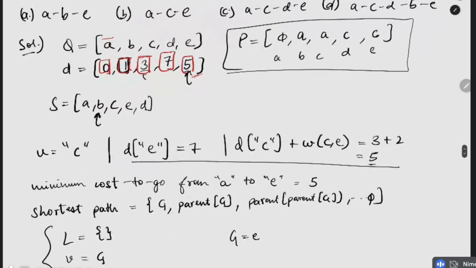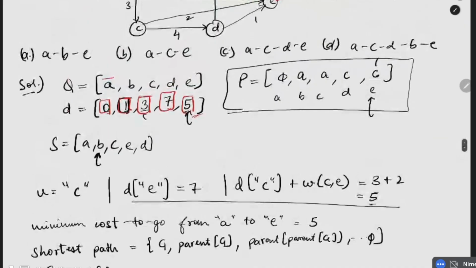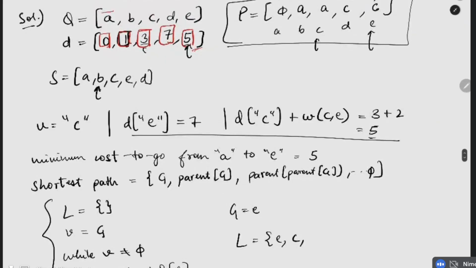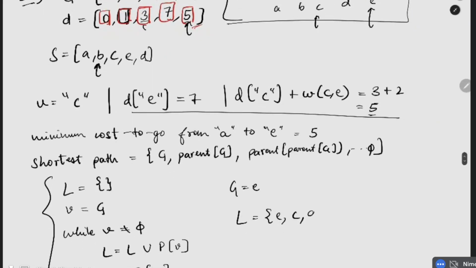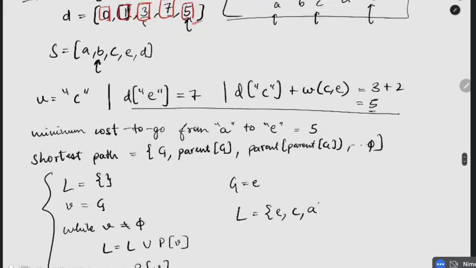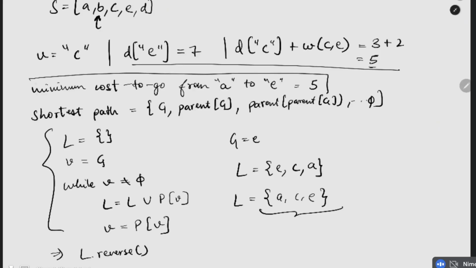Since G is E, we go to E. So the first one is E, and then the parent of E is C, so C, and then the parent of C is A, so A, and then the parent of A is phi. So we end here. And then we reverse it, so we get A, C, E. So this is the shortest path that has the minimum cost that we have calculated here.